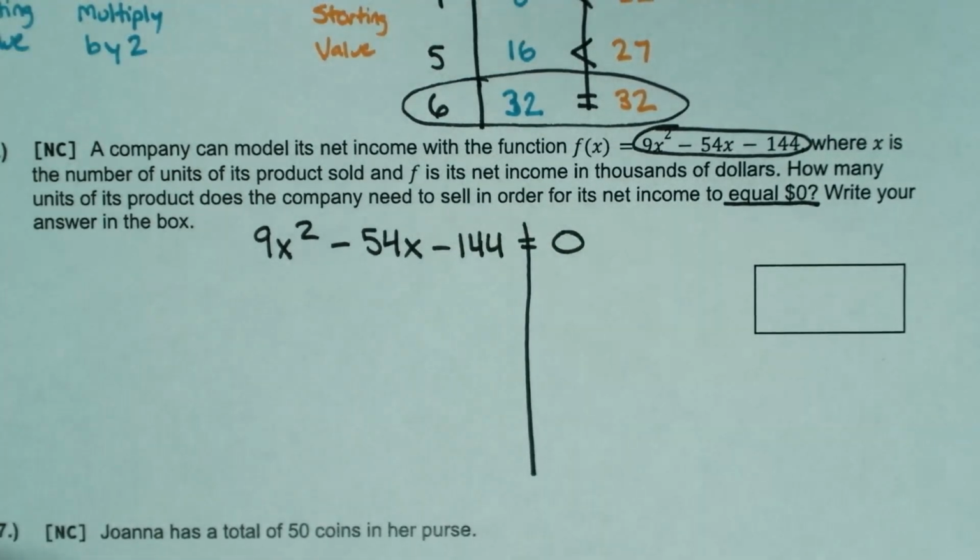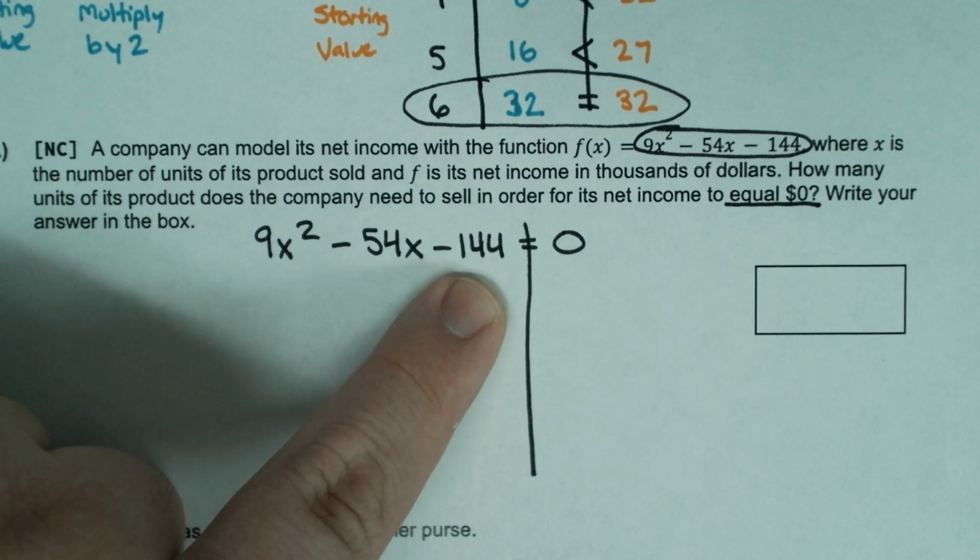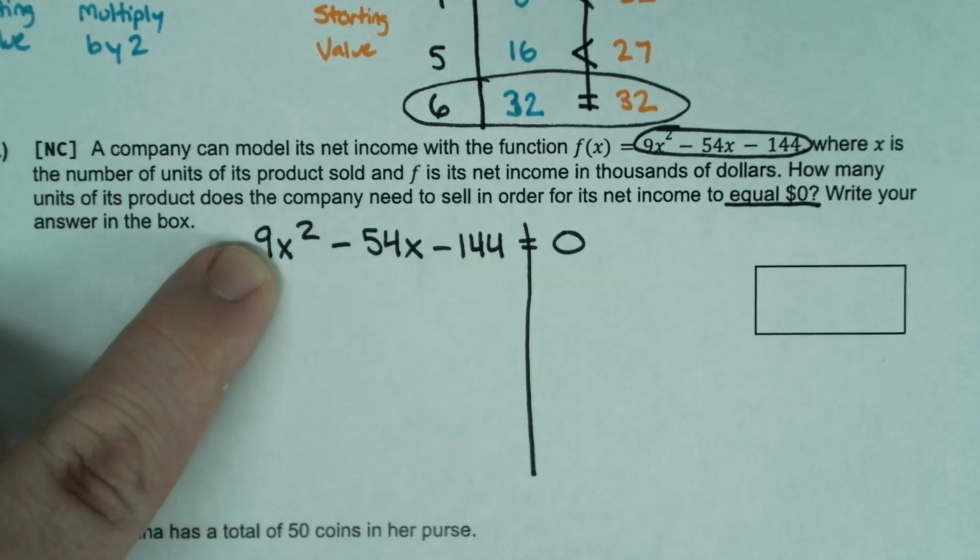Which looks like a really hard equation to solve on the no calculator part. This is a quadratic equation. The best way to solve a quadratic is to factor it. But they've got a 144 on the back, and they've got a 9 up front.